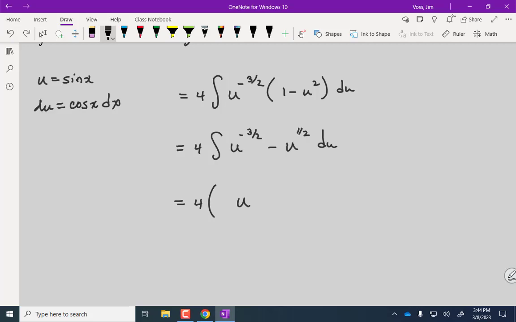So here we're going to add 1, so we're going to get -1/2, divided by -1/2, which is multiplication by 2. Same thing over here, we're going to add 1, and we get 3/2, divided by 3/2.